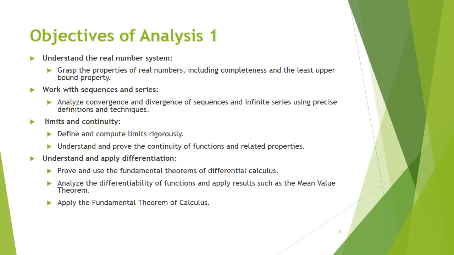Now we give the objectives of Analysis 1. By the end of the module, students should be able to understand the real number system, that means grasp the properties of real numbers including completeness and the least upper bound property, work with sequences and series, that means analyze convergence and divergence of sequences and infinite series using precise definitions and techniques.